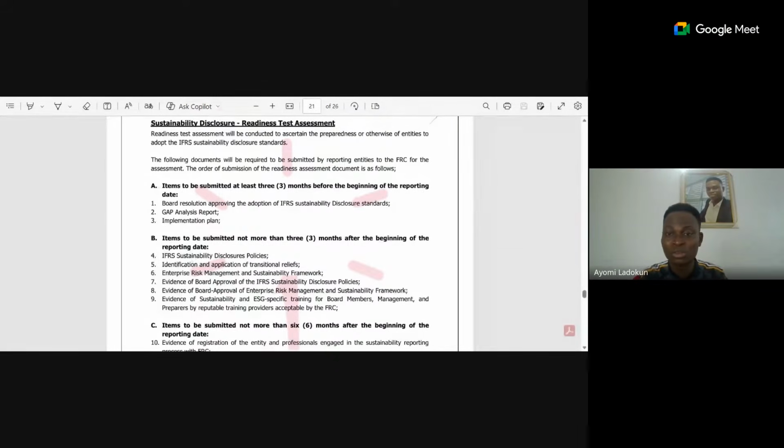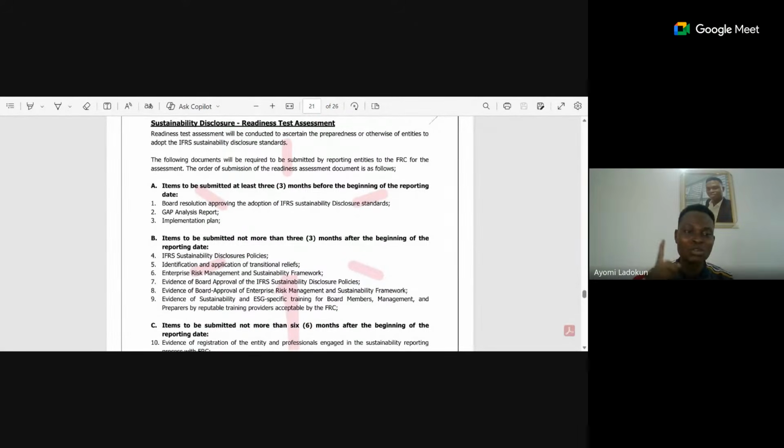Number 1, board resolution approving the adoption of IFRS sustainability disclosure standards. Number 2, gap analysis report. And number 3, implementation plan. Again, you may need a consultant to do this. You may not have the internal expertise to do all of this.